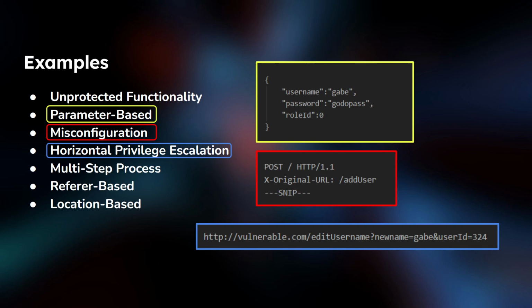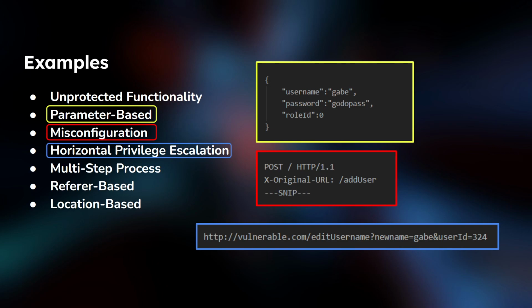Horizontal privilege escalation, again, like we talked about, is gaining access to somebody else's details. So in this URL, you're editing a username, and you put the new name and the user ID in the parameter. If you can guess the user ID and that's the only access control being done, you could change everybody's username by going through every single number sequentially, which would be a pretty bad look. So that's just another example.